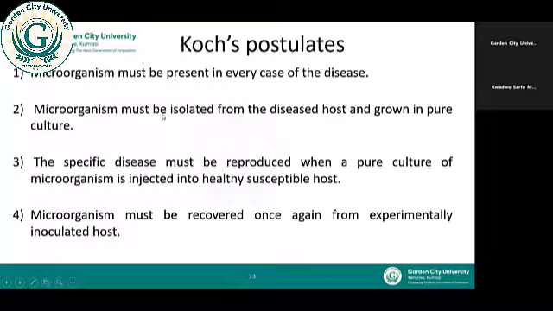Secondly, he said that these microorganisms that are present in the infected organism must be isolated and then grown in pure culture. If it is there, then you must be able to isolate it and grow it. This is what Robert Koch said. Then there are specific diseases that must be reproduced, or characteristics that must be reproduced, the symptoms from a pure culture when you re-inject into a healthy, susceptible host.